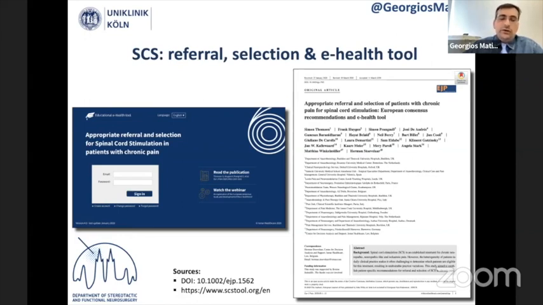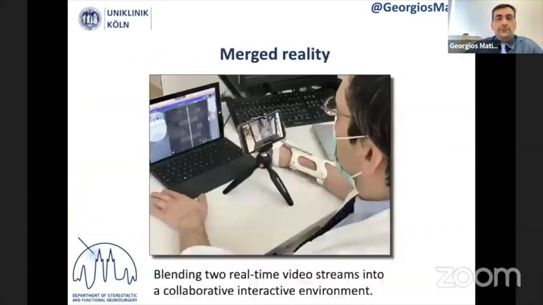The point here is to raise awareness about the therapy and motivate colleagues, general practitioners, neurologists, anesthesiologists, to refer patients to colleagues that are performing these spinal cord stimulation therapies.